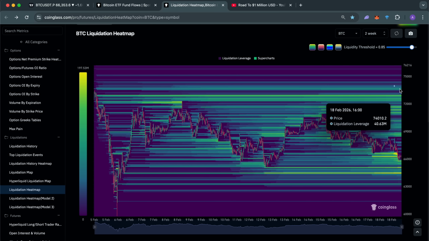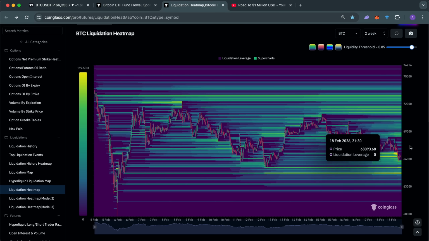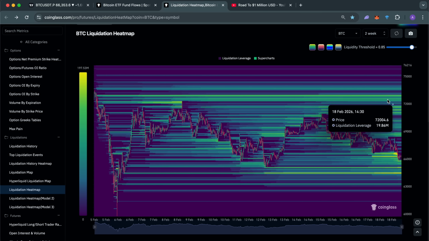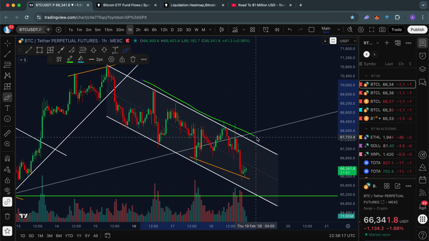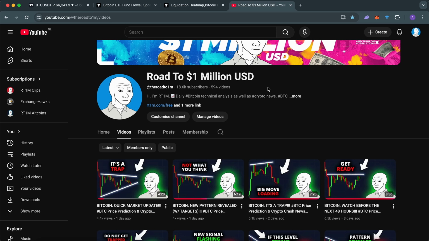There is a bunch of liquidity to the upside here as well, but for now, so long as we are trading inside that descending channel, it doesn't make sense to be targeting liquidity at 72k because we are still in that downtrend, right? So either way, this has been today's market update.